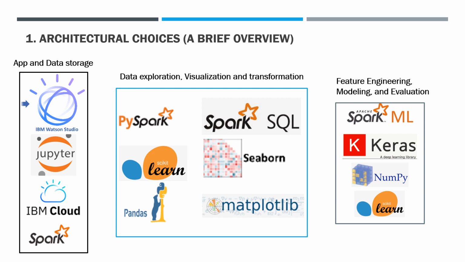IBM Watson Studio and Jupyter Notebooks were used for all kinds of coding, for data exploration and wrangling and transforming, and all the modeling was done on the Jupyter Notebooks as well. IBM Cloud Object Storage was used. Firstly, the data was retrieved from an online repository, and then it was placed on IBM Cloud Object Storage. And after the data was cleaned and transformed, then it was placed on Apache Spark for further analysis and modeling.